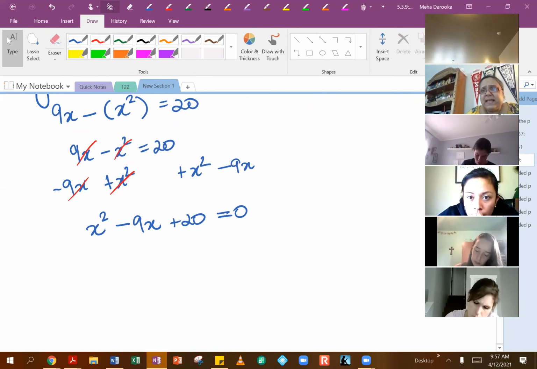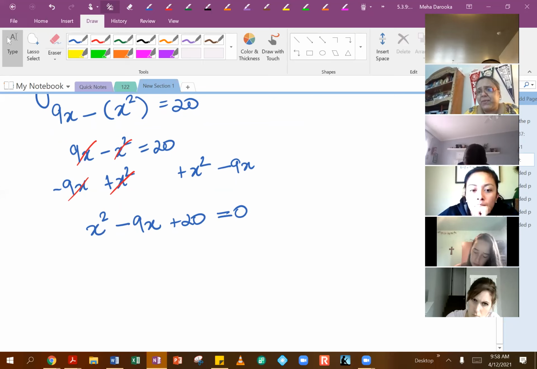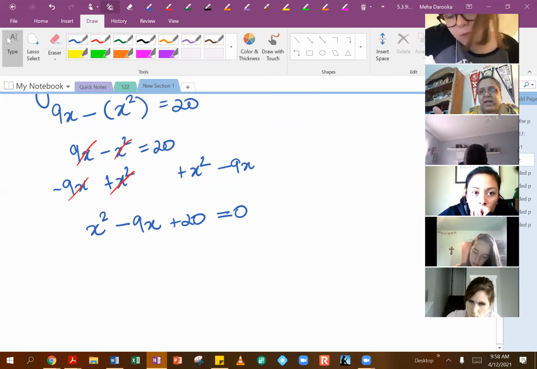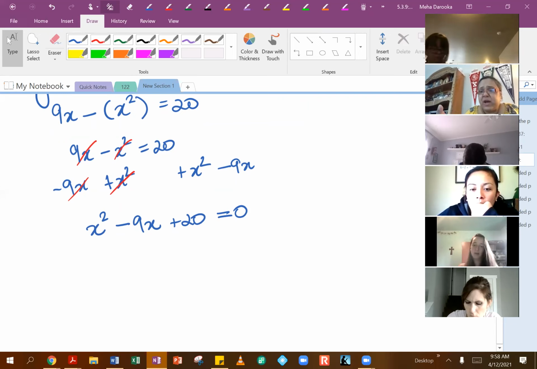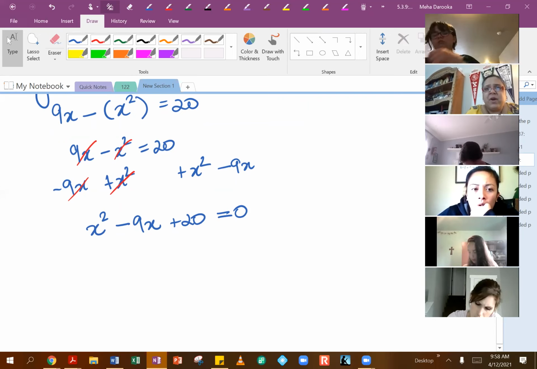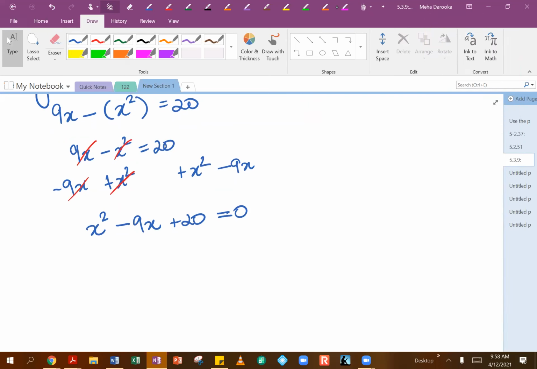You will see this just turns into a quadratic equation, right? So you can use the quadratic formula, or you can try factoring. If factoring works, that would be an easier process. So let's try factoring first, and if it does not work, we'll do the quadratic formula. We're looking for two numbers that multiply to give us positive 20 and add up to give us negative 9.